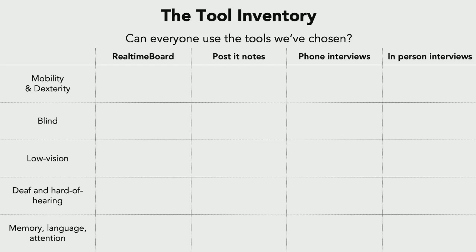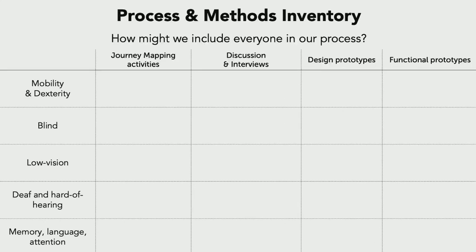Maybe that's the case. For someone that does phone interviews as one of the tools they use as part of their design, how does that work for someone that's deaf or hard of hearing? Can someone that's deaf or hard of hearing actually participate in the process using the tool set that we have defined? So we usually do two things: a tool inventory and a process and methods inventory. The tools are one side, like physical things or techniques that you use, and then there's the process and methods inventory.